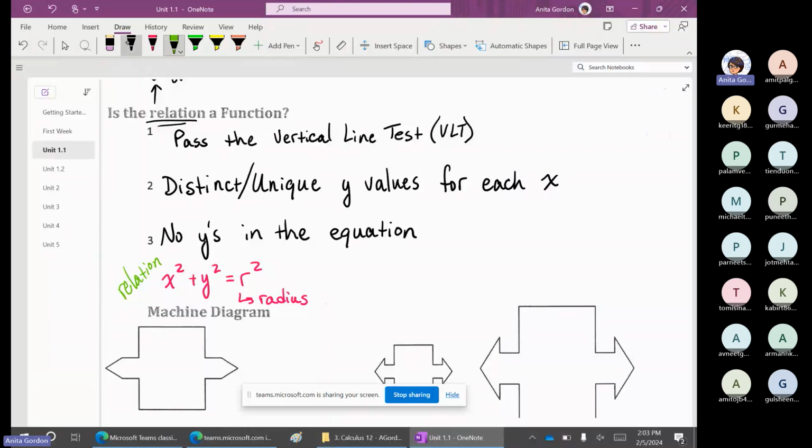To make it into a function, I would need to solve for y, because here y is part of the equation. So I move the x over to the other side and take a square root. Now I have r squared minus x squared, all square rooted. This is now a function, because the y is not part of the equation. Does that make sense? Okay.